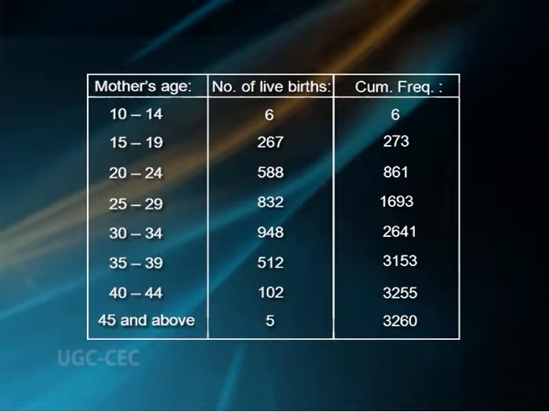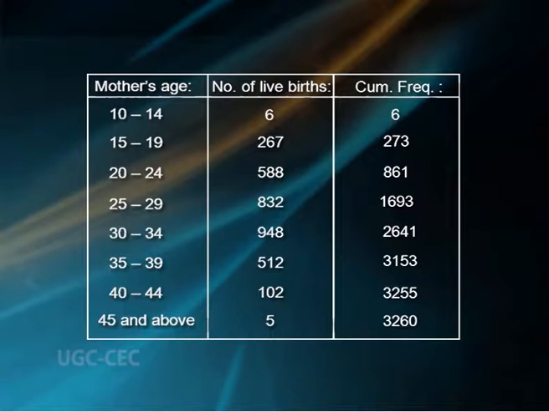Solution. Here the total frequency capital N equals 3260. It is possible to locate percentiles, deciles and quartiles from the less than ogive of the given data. Less than cumulative frequencies of each class are listed below. Mother's age in classes: 10 to 14, 15 to 19, 20 to 24, 25 to 29, 30 to 34, 35 to 39, 40 to 44 and 45 and above.